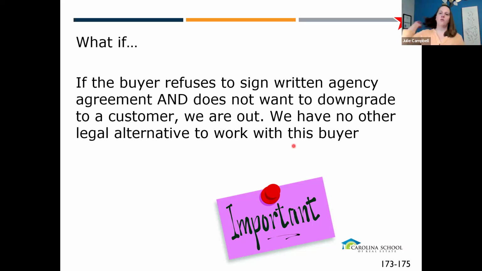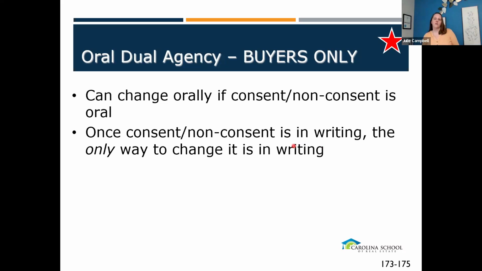The other thing that comes up in oral buyer agency is the consent or the non-consent for dual agency. If you're in oral buyer agency, we can get consent or non-consent to do dual. They can change their mind orally. Remember what we said, basic contract law. If it's in writing, the only way to change it is in writing. If we're still in an oral buyer agency agreement, they say no to dual, and then they later discover they want to see something listed by your firm, I can get them to change their mind orally, but when we put that in writing, we'll have to have consent to do dual.